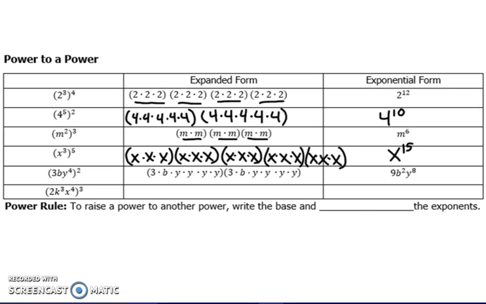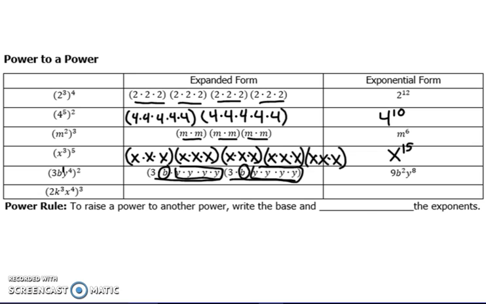The same thing goes when we mix variables and coefficients. We're still taking that whole group, so 3b to the first power, y to the 4th, and we need 2 groups of that. Well, now we have to go by each term. 3 times 3 gives me 9. I have 2 b's, so that gives me b to the second, and I have 8 y's. So that means my base is y and my exponent's 8.